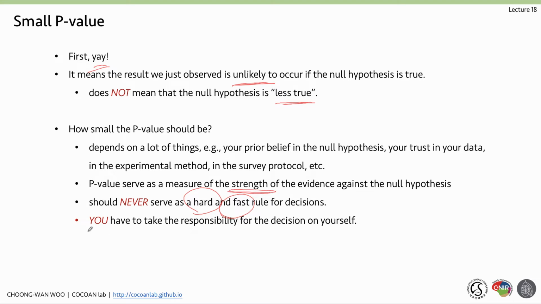And when you make the decision as a scientist, as a researcher, you have to take the responsibility for the decision on yourself. Therefore, we need to be careful about making decisions using the p-value, and we really need to know what the p-value means.